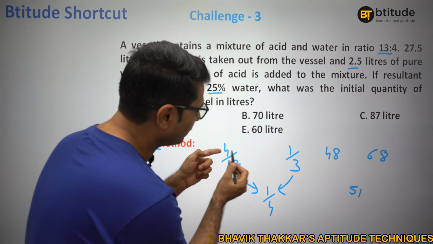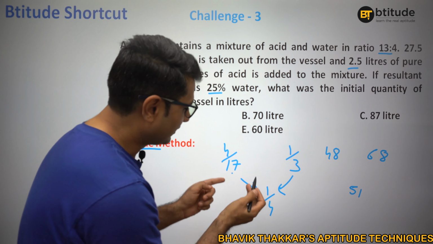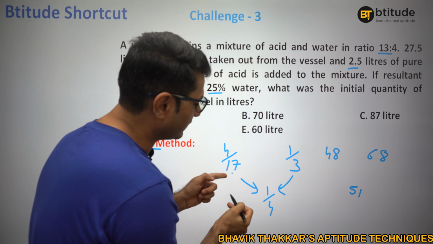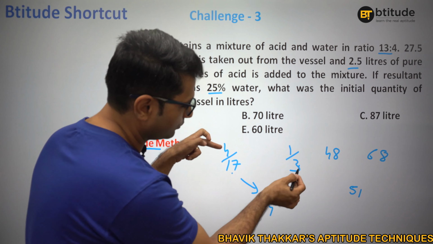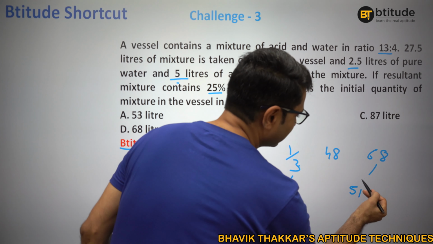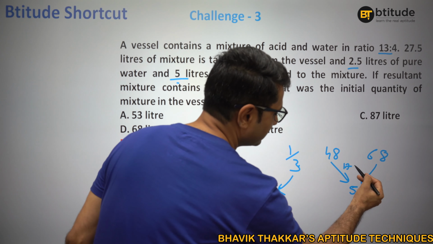Just try to understand. 17 into 3, 51 into 1, that becomes 51. For the denominator, because there is already 4, I have to multiply it by 17 and 3. Here, because 17 is there, I have to multiply it by 3 and 4. So 3 into 4, 12 into 4, 48, right? Once I know this, it's easy. The difference of these two and these two: this 2 is 17, this 2 is 3.